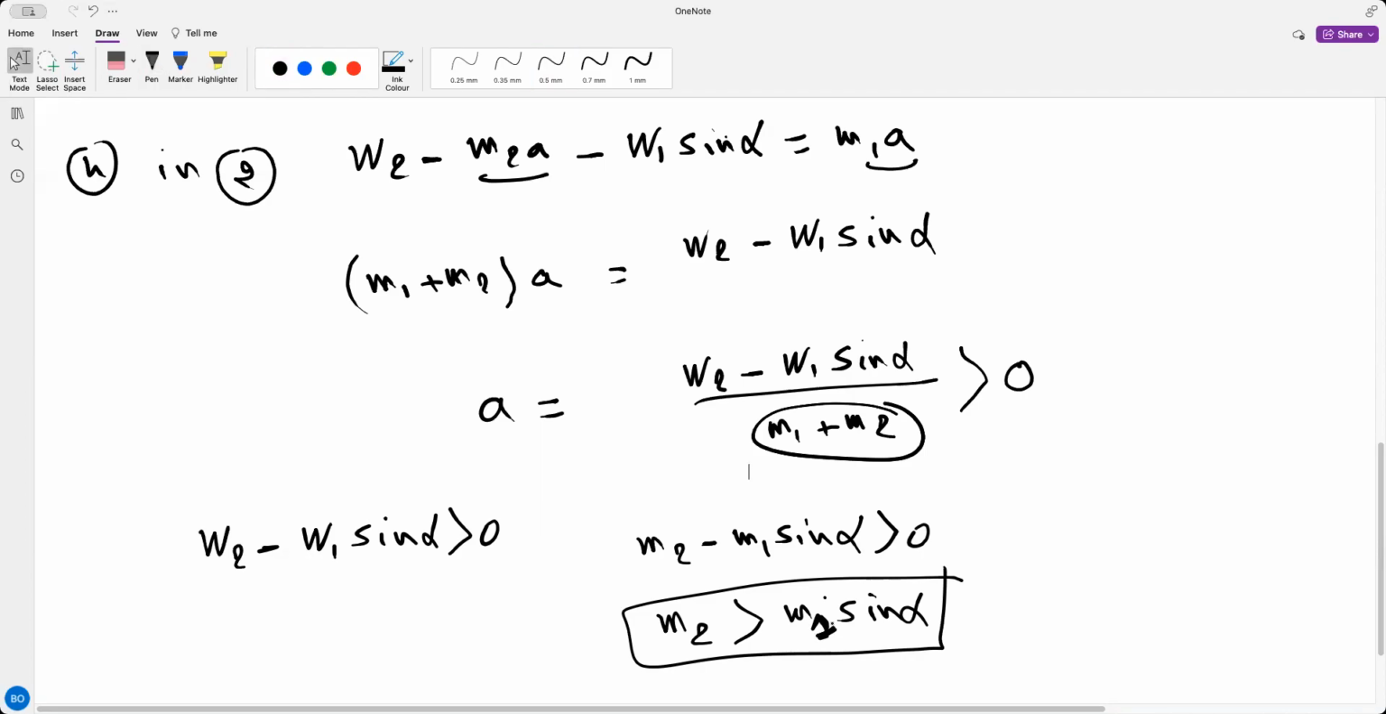Okay, so this is how we can solve this problem. Later we will solve the same problem, but including the friction.